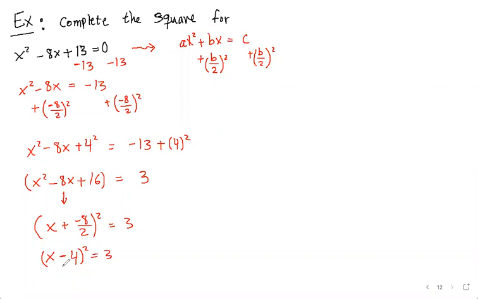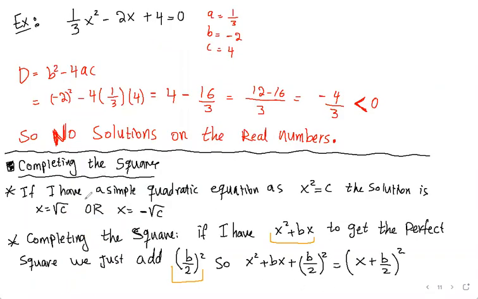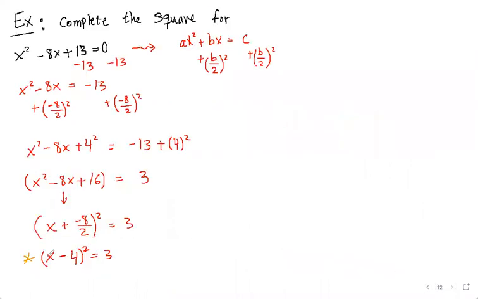Now, how can I solve something like that? This is a simple quadratic equation. Going back to this: if I have a simple quadratic equation as x squared equals c, the solution is x equals the square root of c, or x equals minus the square root of c. It's the same thing here: x minus 4, everything squared, equals 3. It's the same property, so we have two solutions.